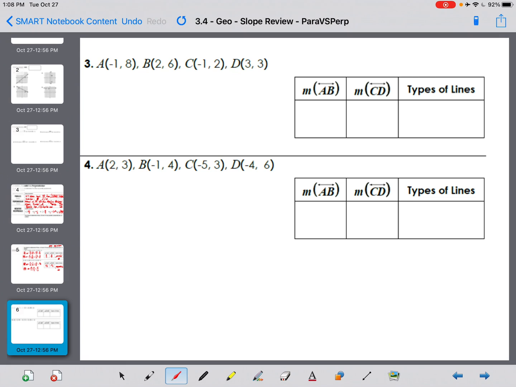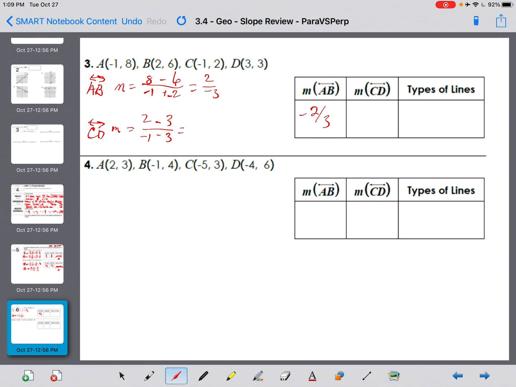Here's a couple of extras. Give it a pause. Find the slopes. See what they are. Come back. Check your answer. All right, let's check them out. AB, the slope is. CD, the slope is. Y on top, x on bottom. 8 minus 6 is 2. 1 minus -2 makes more negative, gets -3. So that's -2/3.